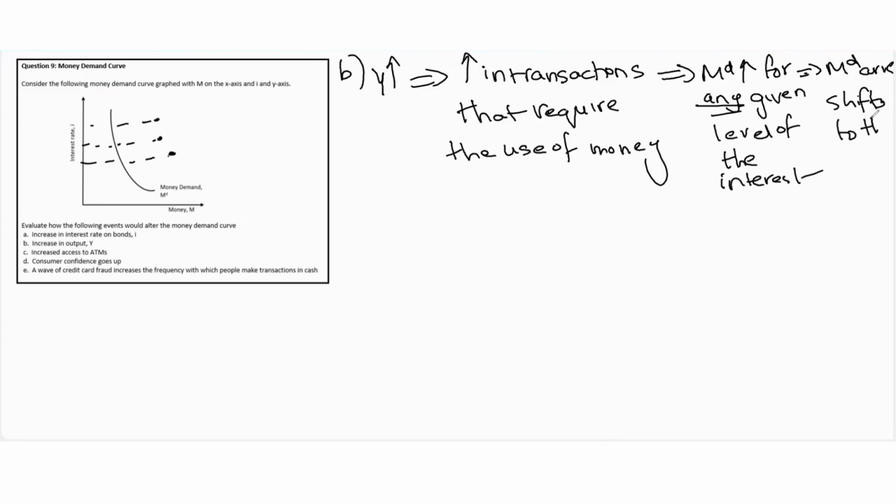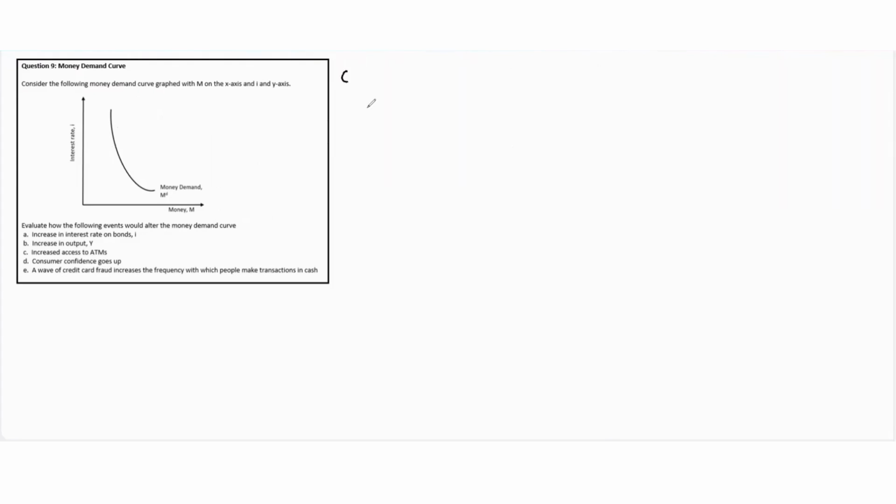So in this case, there's a shift because the change in money demand has not happened because the interest rate has changed, but rather for any given level of the interest rate. We can see now that at every given level of the interest rate, money demand is higher, right? So the entire money demand curve shifts to the right in this case. So this is MD, this is MD prime. So let's look at part C.